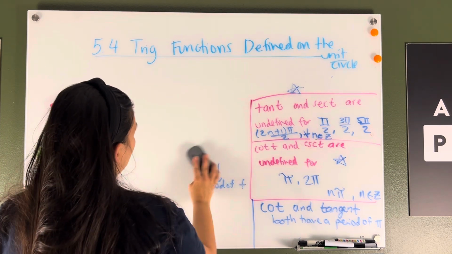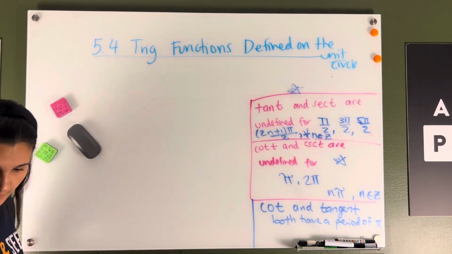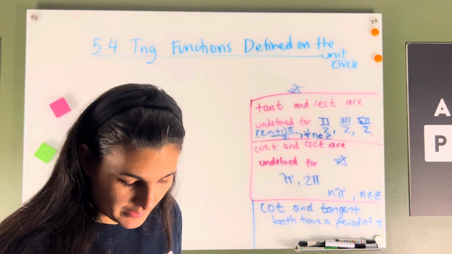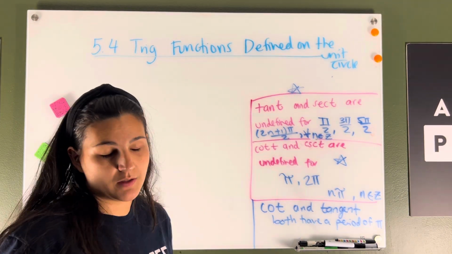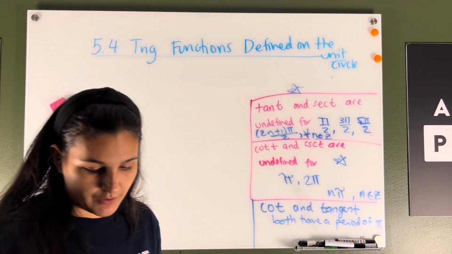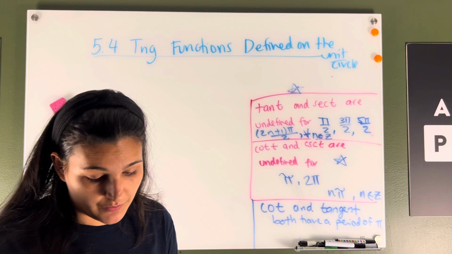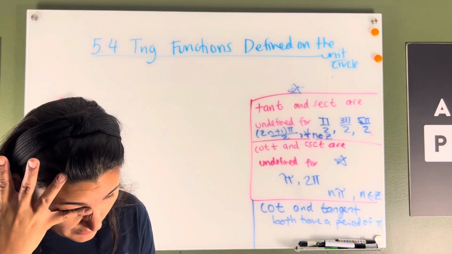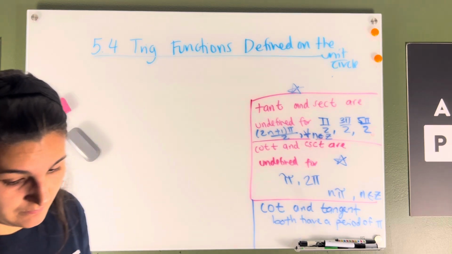Alright, so that's useful for evaluating. Okay, you'll see some examples now. And then the last thing to talk about is whether these functions are even or odd, and we have spoken about even and odd functions and the definition of them, so that's going to be useful. So all of these functions are odd. The only ones that are even are cosine and secant.